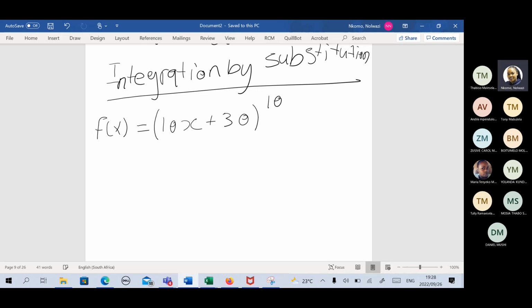Let's say, for example, we are given f of x is equal to 10x plus 30 to the power 10, and we are asked to differentiate this function. We know it's not easy to use the power rule for differentiation here. Meaning we have to introduce another variable. Now, let's say we introduce the variable u. Say we let u to be 10x plus 30.